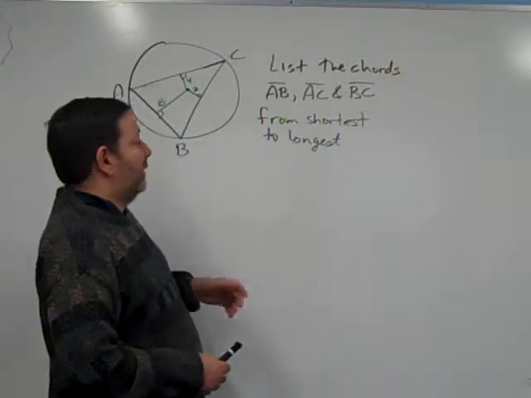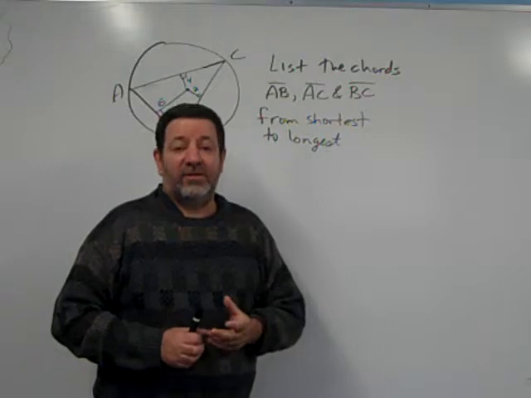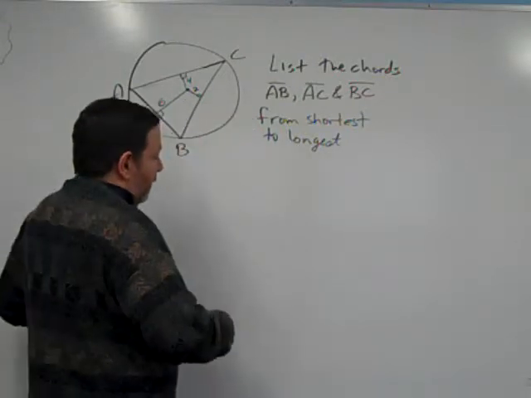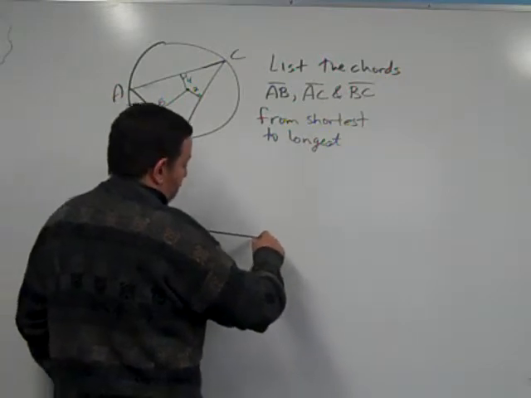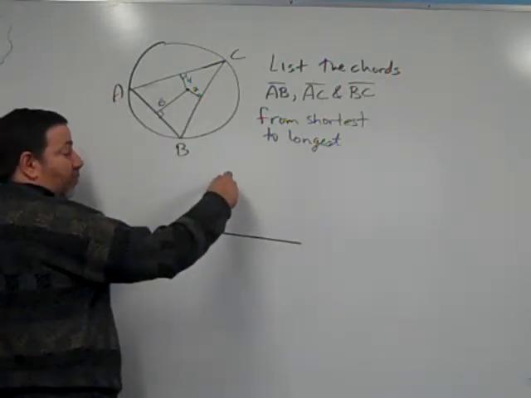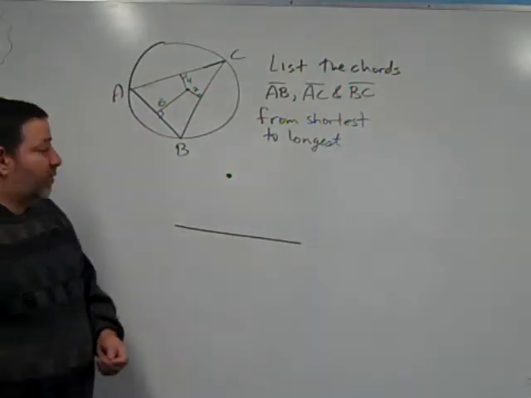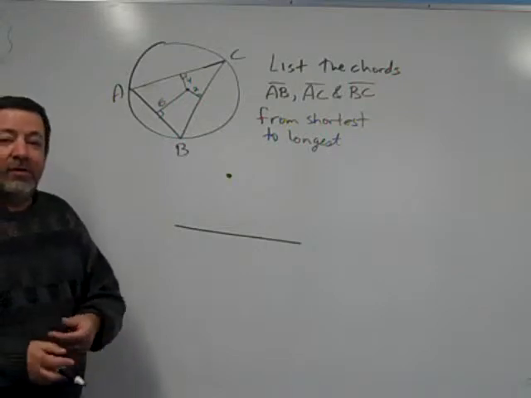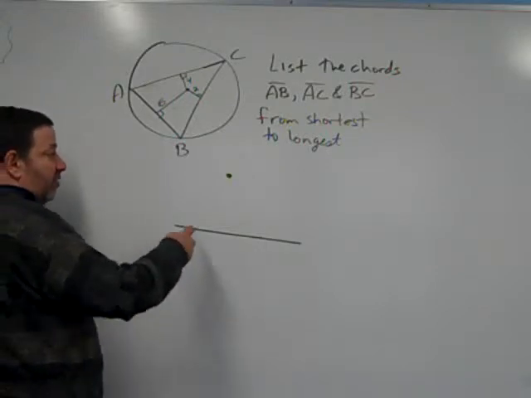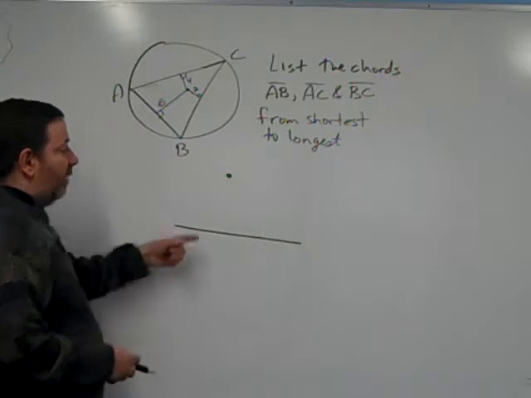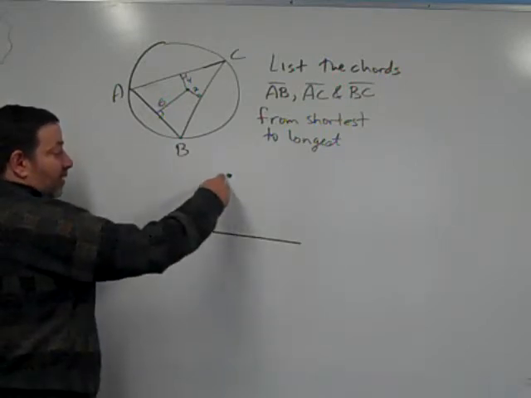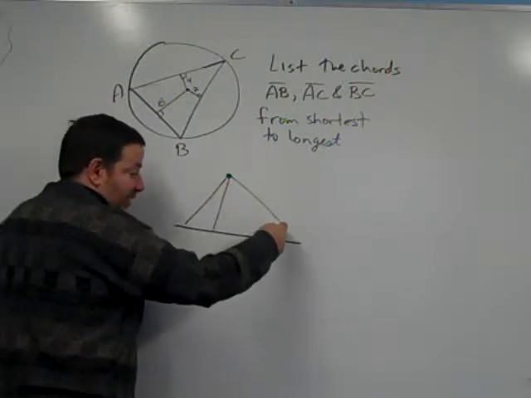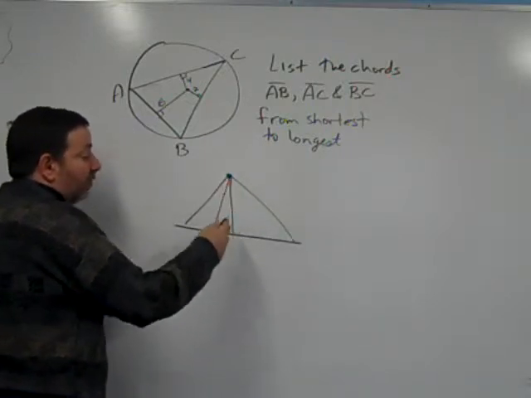I wrote a problem up here, but before we can get into this problem we need to reach some kind of an agreement. If you have a line and you have a point off the line, and you want to talk about the distance from the point to the line, which distance do you use? How far is this point from this line? Is it that distance? Is it that distance? Is it this distance? Is it that one?